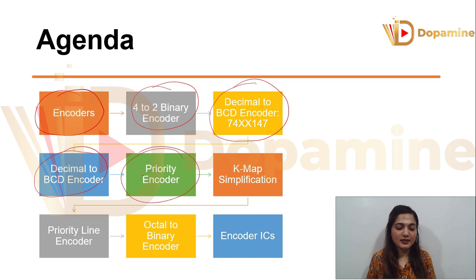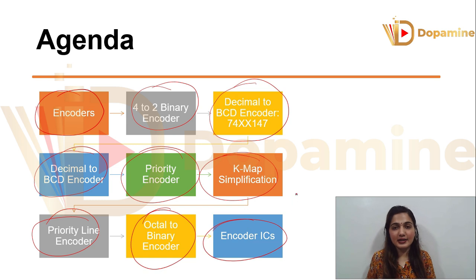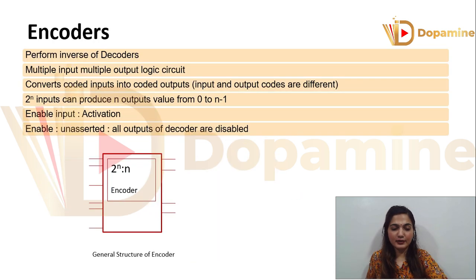Then we are going to understand the priority encoder, its K-map simplification, and the priority line encoder. Then we are going to deal with the octal to binary encoder and the different encoder ICs and their applications. This is how we are going to wind up the encoders, and we are going to understand the encoders in detail. So basically, encoders are devices which perform the inverse operation of the decoders.